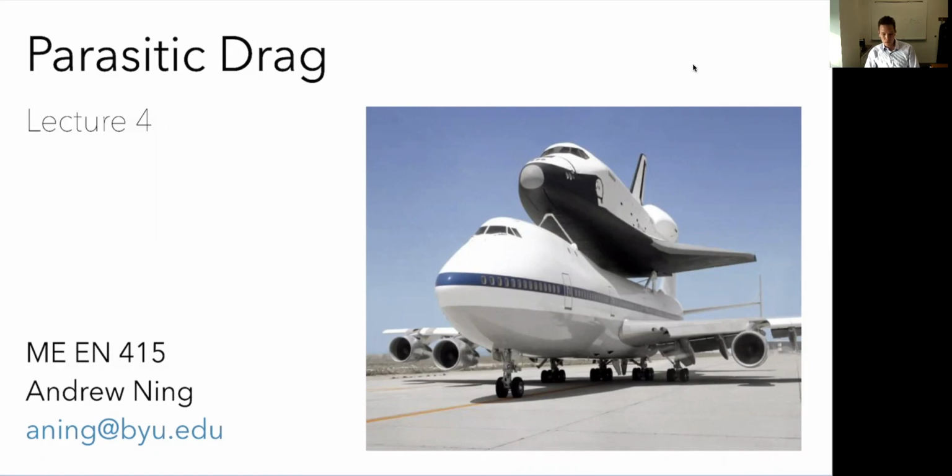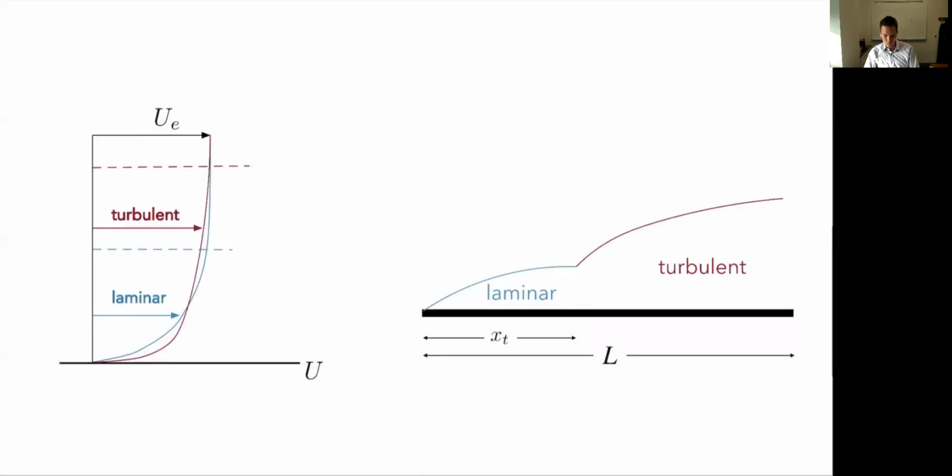Just to kind of review, this is what these profiles look like. So a laminar boundary layer, shown here in blue, more quickly recovers towards higher speeds, whereas a turbulent boundary layer has higher velocities close to the wall. You can also look at it in terms of height. A laminar boundary layer is not as high or as tall as a turbulent boundary layer.